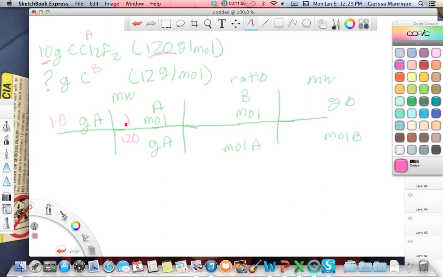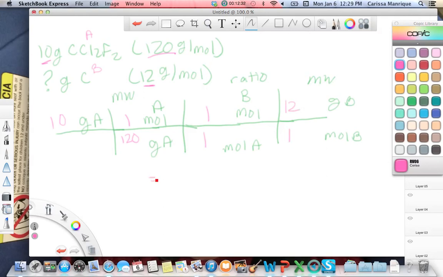Okay, now let's go to the mole-to-mole ratio. So we're looking at 1 mole of A, and how many moles of B? Carbon moles are in A. There is 1. So for every mole of A, there is only 1 carbon found in there. So that'd be a 1-to-1 ratio. And our last step here, we need the molecular weight, grams per mole of B, which is our carbon, which we said here was 12. So 12 grams per 1 mole.